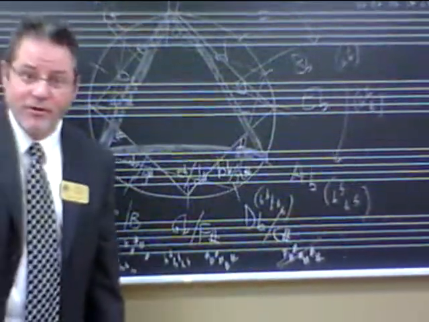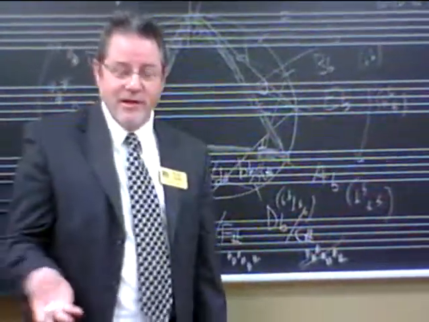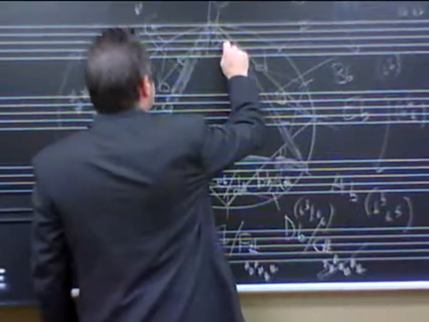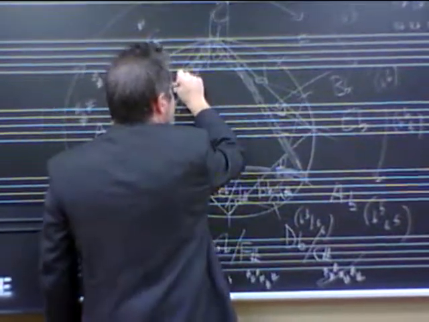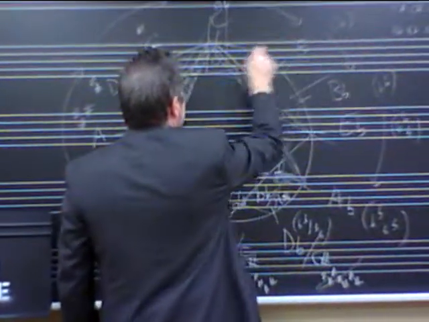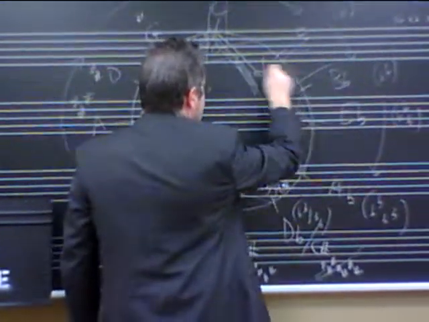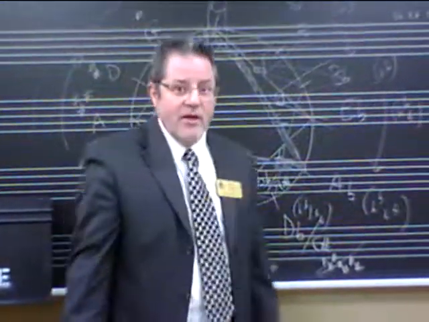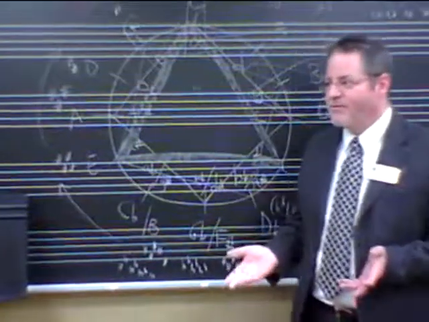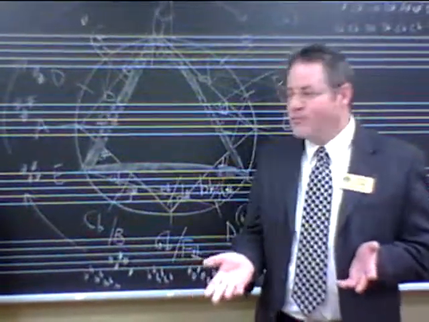We can do minor chords. If we know A minor is A, C, E, same kind of thing. A, C, E. D minor, D, F, A. G minor, G, B flat, D, etc., etc. So that's a primer of an idea of what we can do with the cycle.